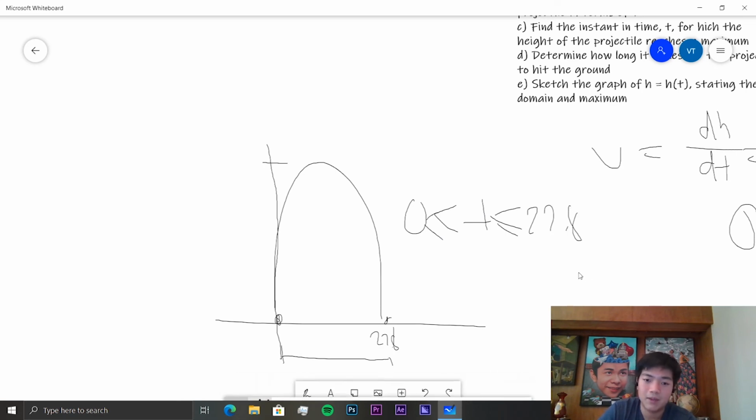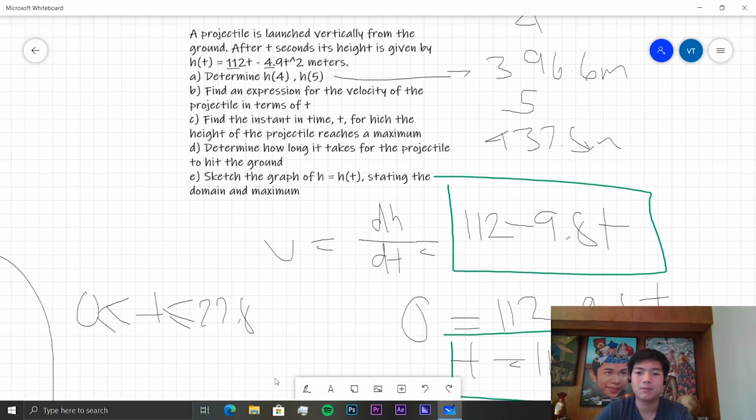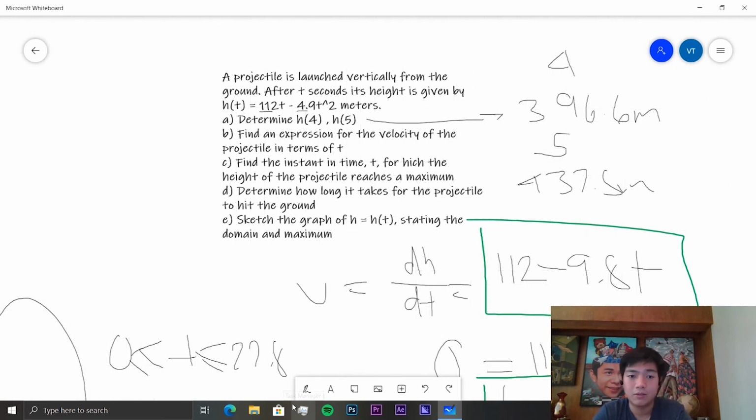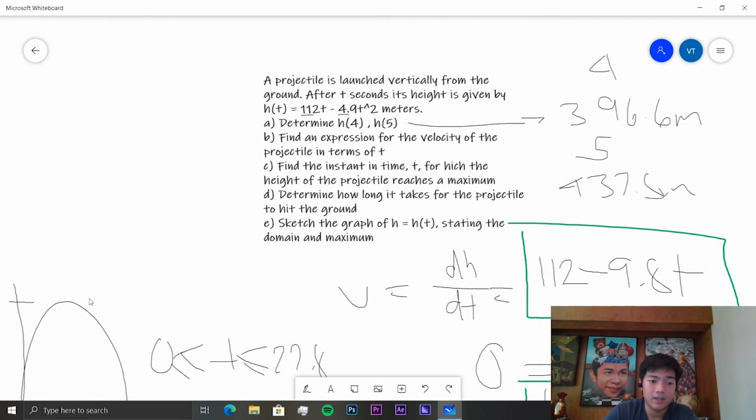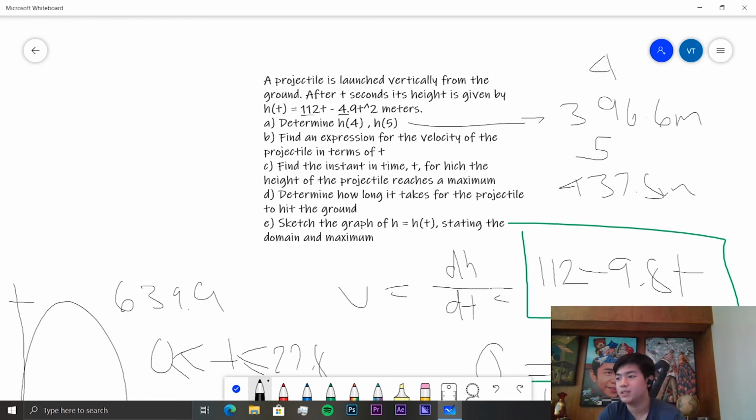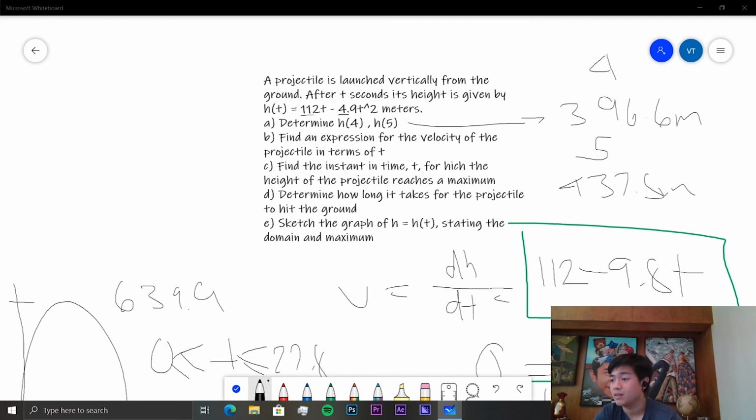And yeah, the maximum height is 112 times 11.4 minus 4.9 times 11.4 squared. So that's equal to around 639.9, or I mean, it's like almost 640. Yeah, so that's correct. Oh, there's more.